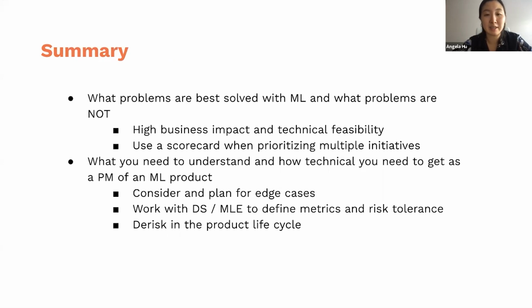So to sum everything up, today I think we covered two topics here. One is what are the problems that are best solved by machine learning and what problems are not. So, very generally speaking at a high level, the best problems to solve with machine learning are ones that have high business impact as well as technical feasibility and are typically complex problems that are difficult to manage on a day-to-day basis. Also, use a scorecard when prioritizing multiple initiatives. This is a really great way to get all your thoughts down on paper and to be able to quantitatively assess what initiatives make the most sense.